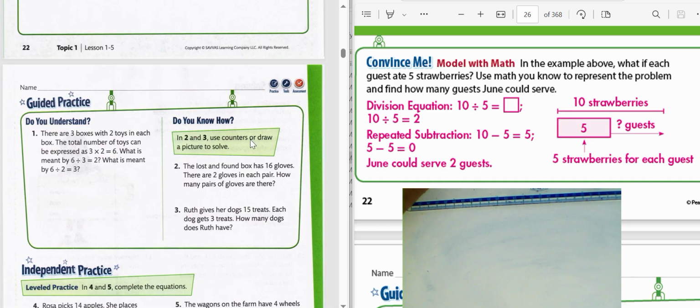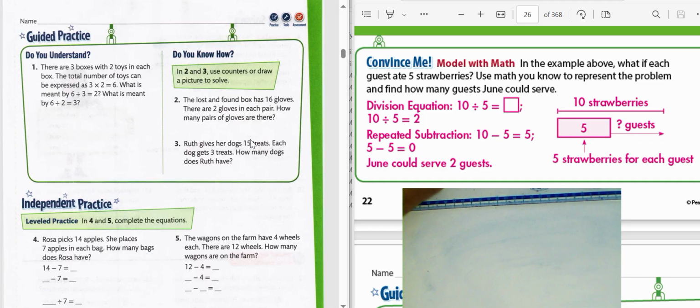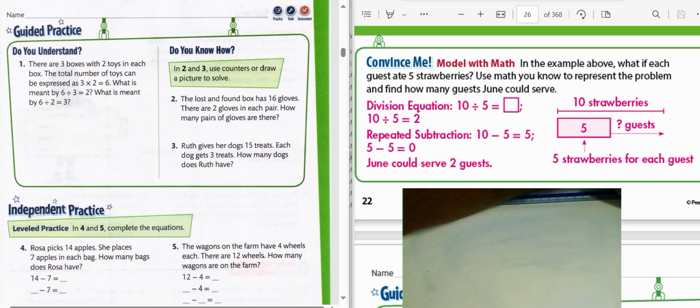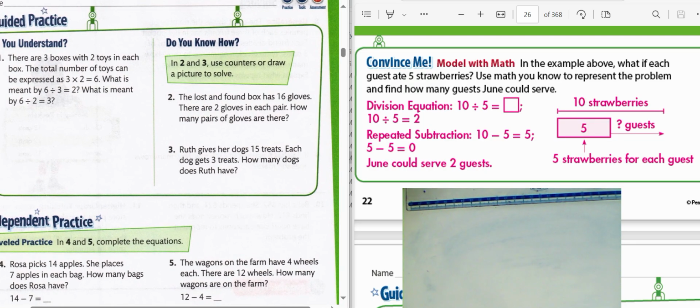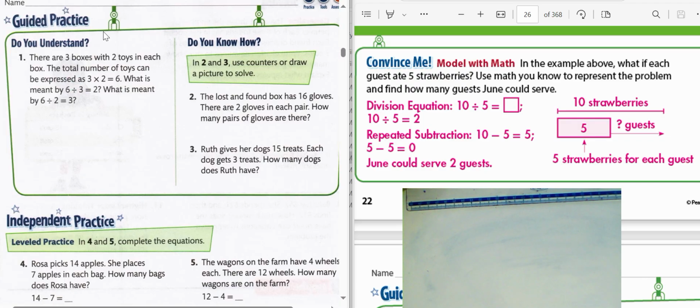Next question. Next page, 23, okay. Look at this question. There are 3 boxes with 2 toys in each box. The total number of toys can be expressed as 3 times 2 equals 6. What is meant by 6 divided by 3? 6 divided by 3 equals 2. And what does 6 divided by 2 equal 3 mean?